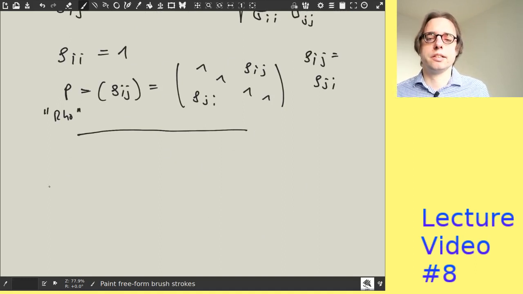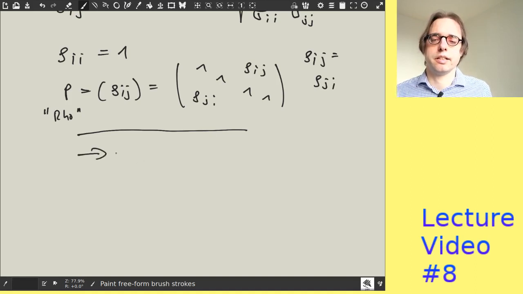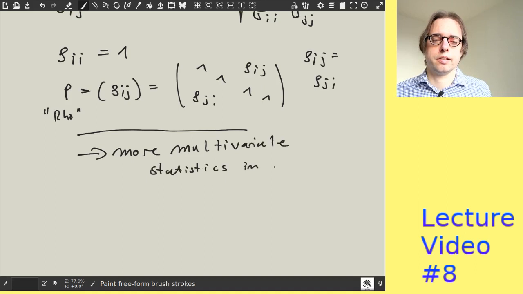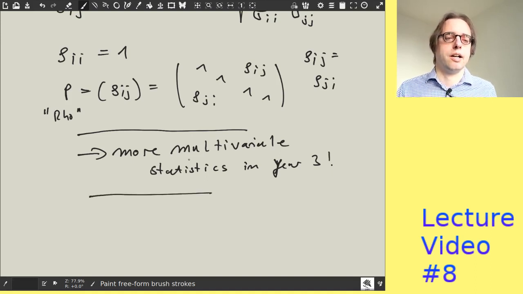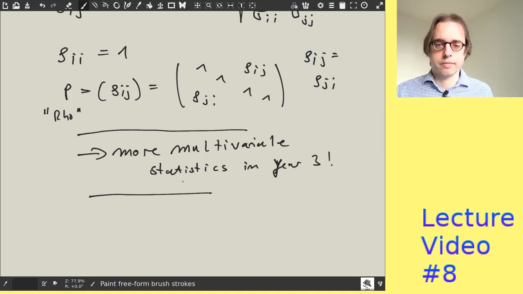Okay, so that's it with what we need in terms of multivariate statistics. If you're interested in more multivariate statistics, then I recommend that you consider taking part in the multivariate module that is offered in year 3. But this is all we need for our likelihood analysis. So now we are continuing.